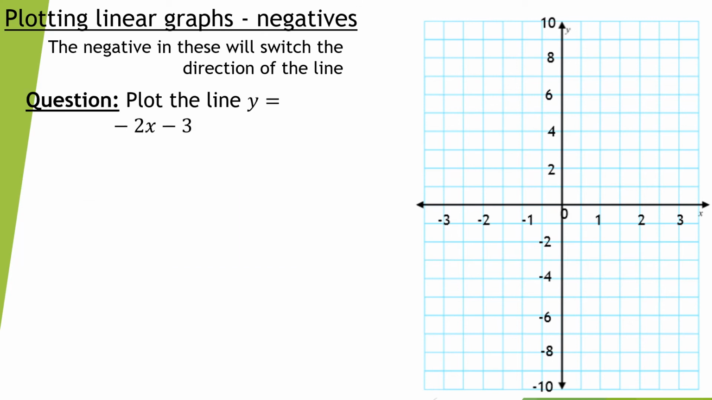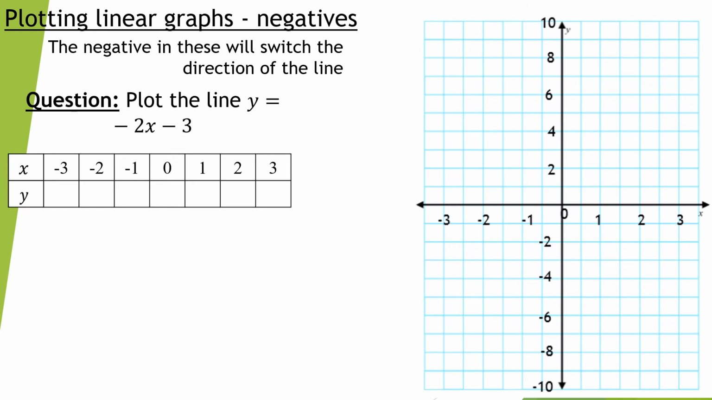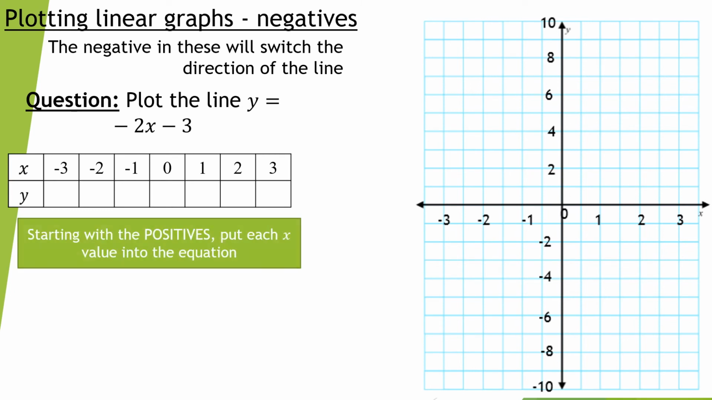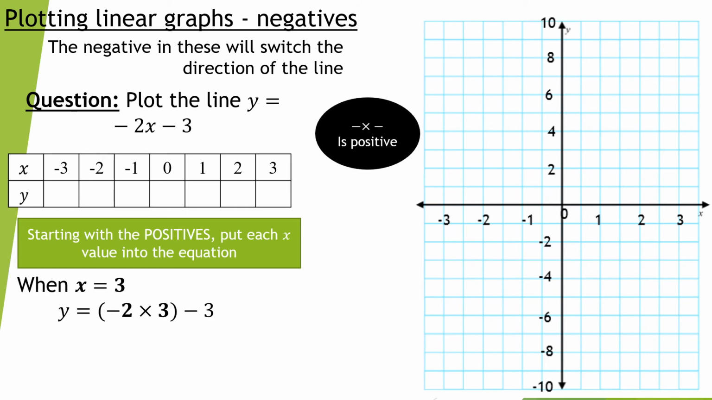Let's do another example. And again, we're going to be plotting the line y equals minus 2x minus 3. Still a negative, still the same method. So I've got my table of values. I'm going to start with my positive. And this time, for my x value of 3, I'm going to do minus 2 times 3, subtract 3. Now just remember, minus 2 times 3 is minus 6. If we're taking 3 away from that, that gives us minus 9. So you need to remember you're moving down the number line.